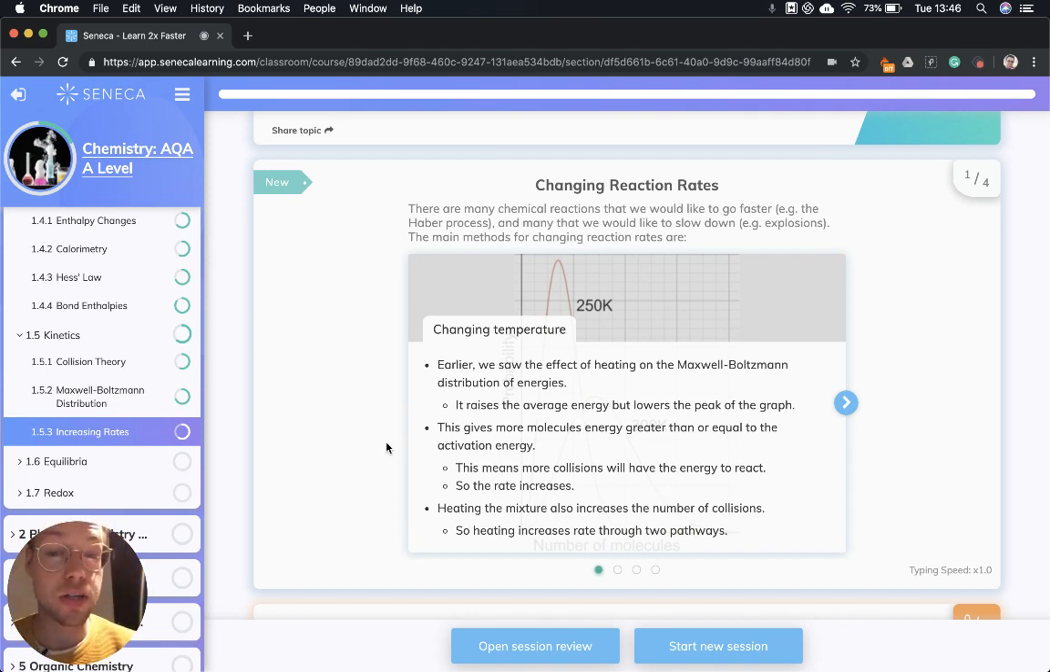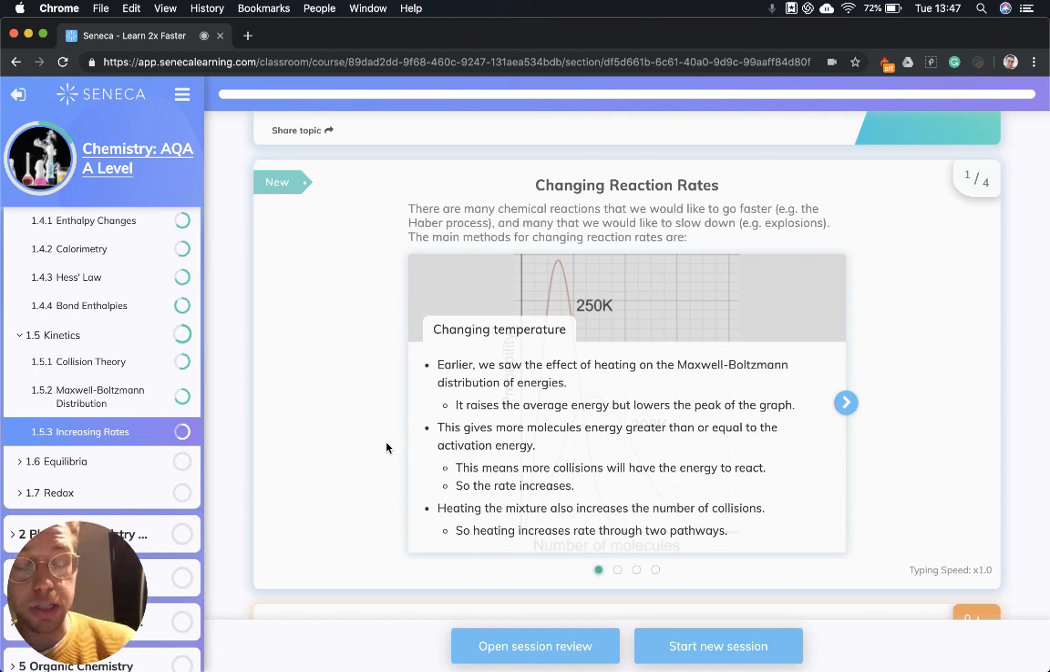We saw the effects of heating on the Maxwell-Boltzmann distribution of energies. If that doesn't sound familiar, make sure you check out the episode on Maxwell-Boltzmann distributions. And a little sneak peek if you haven't listened to that episode yet: it raises the average energy but lowers the peak of the graph if we increase the temperature.